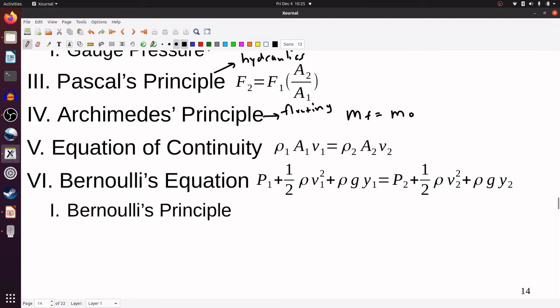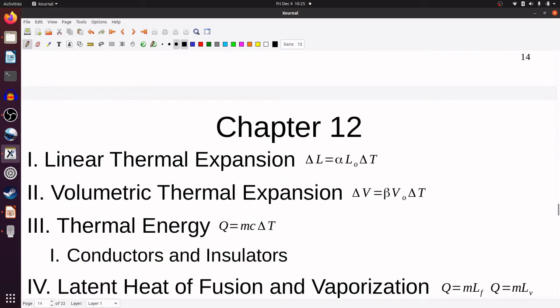Equation of continuity, that goes a little bit more than we need to, but Bernoulli's principle, at a very fundamental level, is that as the pressure of a fluid increases, its velocity will decrease, and vice versa. So that's kind of what you need to know from chapter 11.